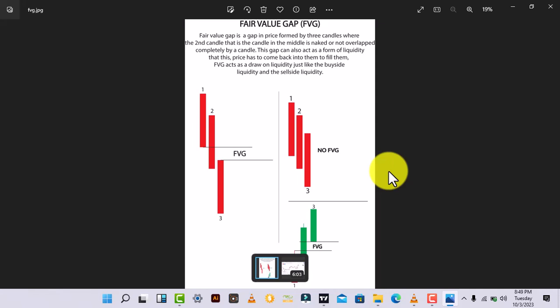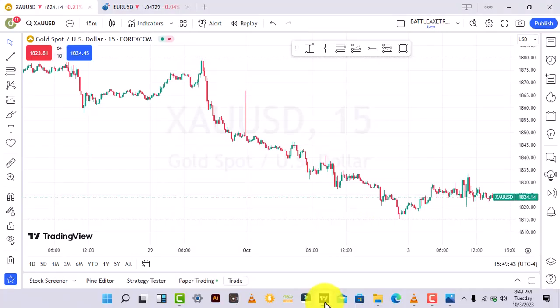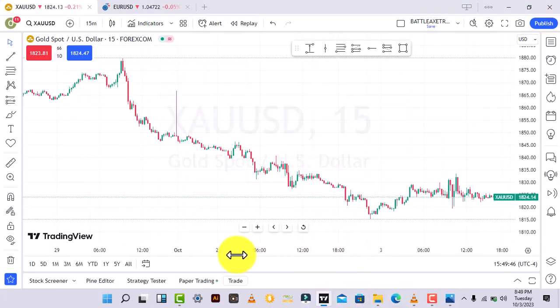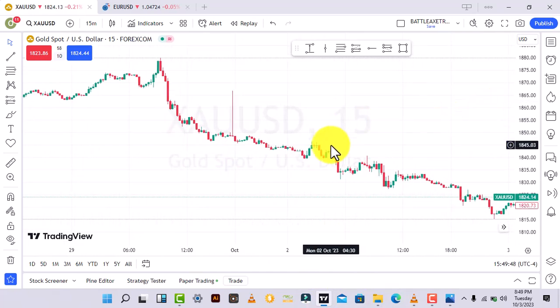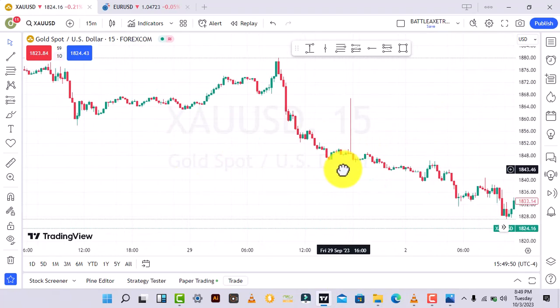Okay, so I'm looking for a better way to explain this. Because I like teaching with analogies, but okay, let me go back to this chart here. Just like our buy side liquidity and our sell side liquidity, a fair value gap is formed by 3 candles.